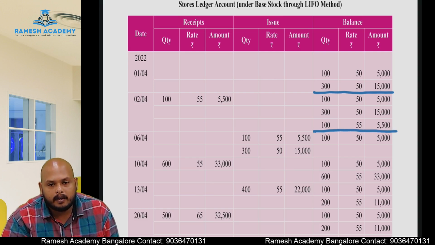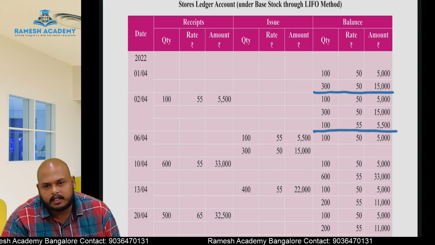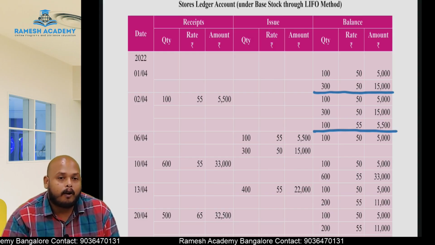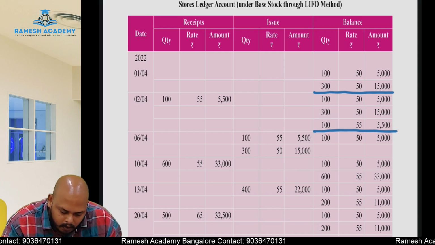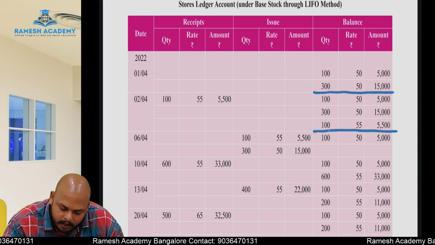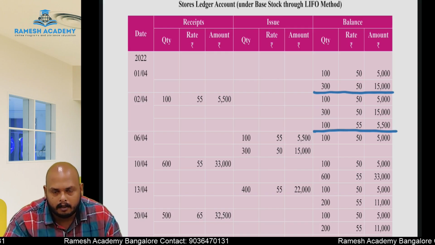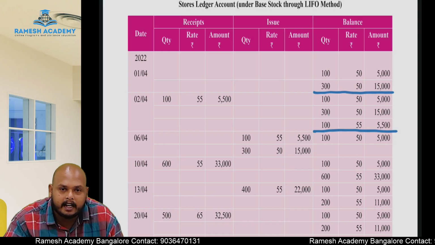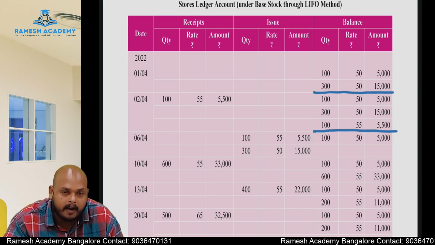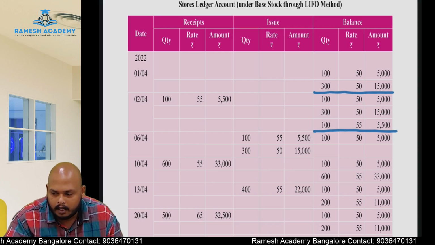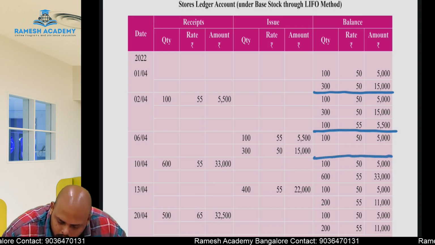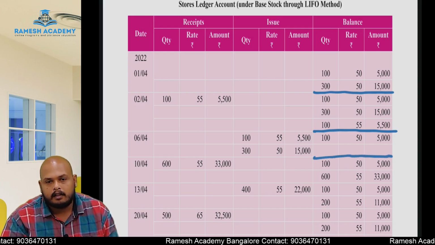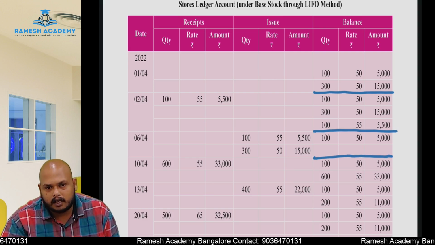6th April issued how many units? 400 units we issued. So last in, first out. Last in first out means what? Whatever we purchased last, that we have to issue first. So last we purchased what? On 2nd April we purchased 100 units, right? So that we have to issue first, 100. After this is finished, out of 300 how much we have to issue? 300. Why? Because total 400, 100 plus 300. Balance will be how much? 150.